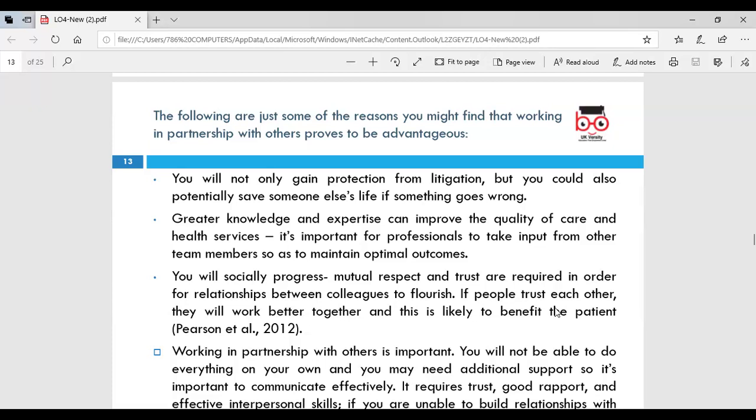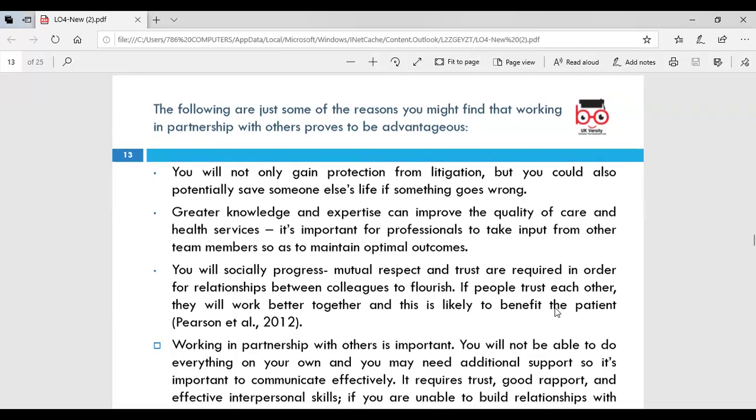So that whenever need be, you can access support if you require it. We're all new to some things, so you always need support from someone at a higher level, who's more experienced than you. You will progress socially, and there will be mutual respect and trust that will be required for relationships between colleagues to flourish. If people trust each other, they will work together better, and this is likely to benefit the patient as well.